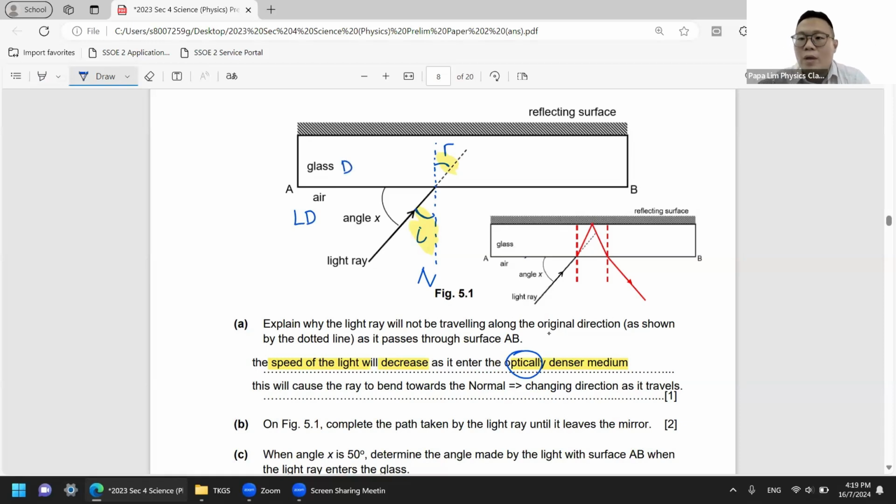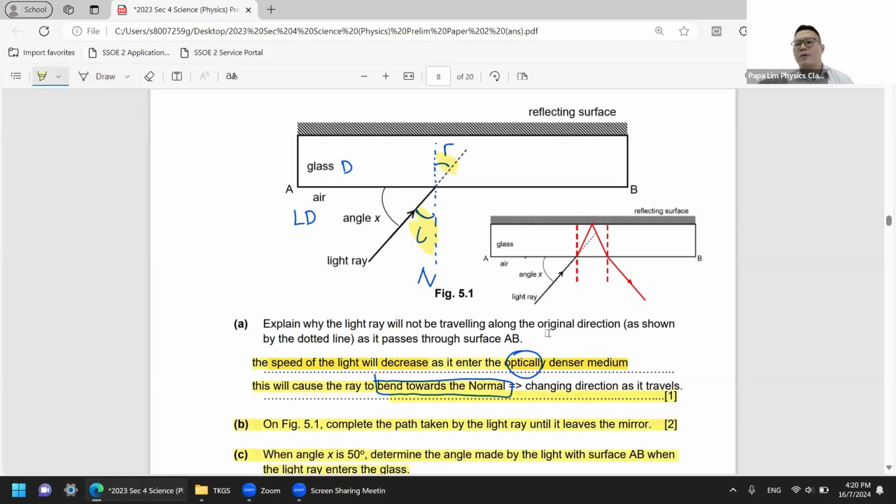Okay, so you must know where the light ray is going. Upon this change in speed, upon crossing this different medium, this will result in the light ray bending. You must tell me whether it bends towards the normal or away from the normal. So these are the 3 keywords I'm looking for.